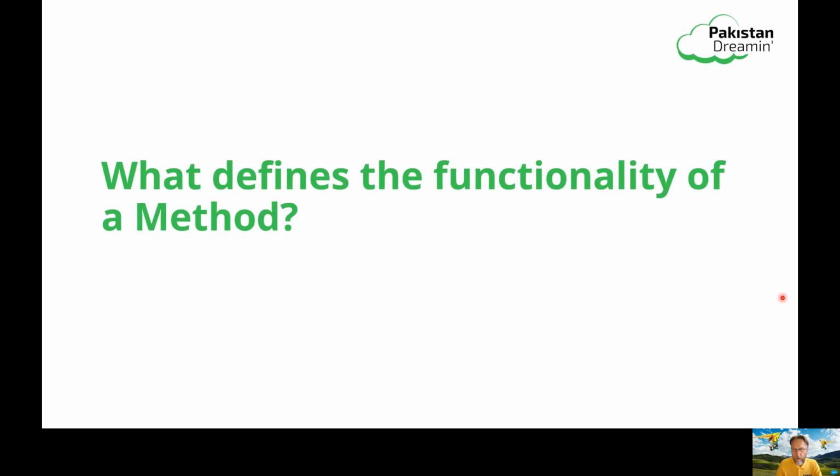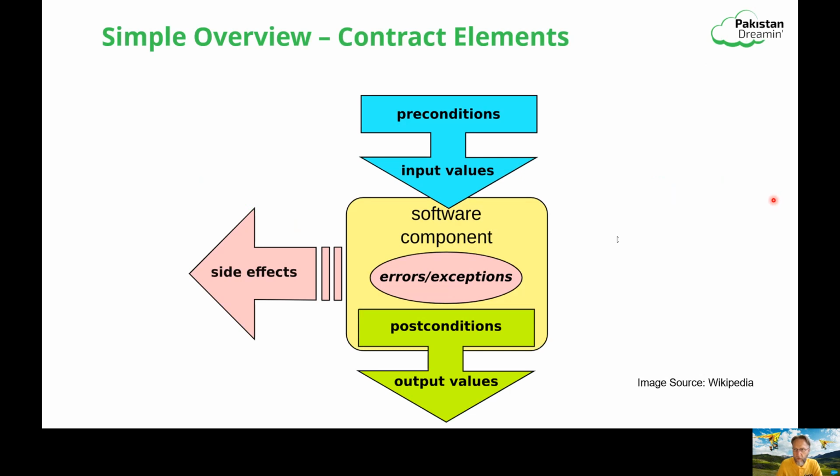So now we need to ask this question: what defines the functionality of a method? Because the answer to this is the answer to what we put in a contract. Well, let's start off by having a look at a diagram. This is a really great diagram, which I've taken from Wikipedia, and it really shows you pretty much everything that goes in a contract in terms of the high level.